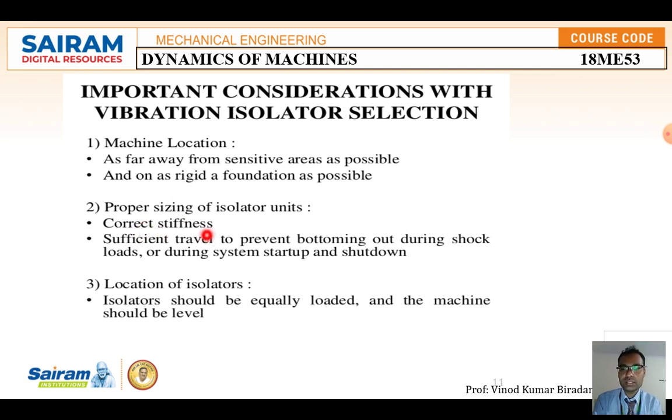That is the correct stiffness, with sufficient travel to prevent bottoming out during shock loads or during system startup and shutdown. We have to make the proper size while manufacturing any component. So, location of the isolator: the isolator should be equally loaded and the machine should be level, so both should be at a constant proportion level.